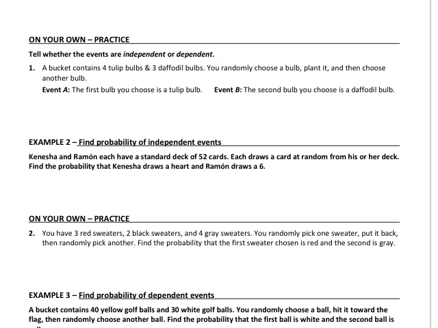And let's take a look at the first on your own practice problem. It's telling you that you have to decide whether the events are independent or dependent. So let's go ahead and read. It says that a bucket contains 4 tulip bulbs and 3 daffodil bulbs. And bulbs are those things that you plant in the ground, and then a few months later you end up with some flowers that pop up in the spring. And when we randomly choose a bulb, then we're going to plant it. And then you choose another bulb.